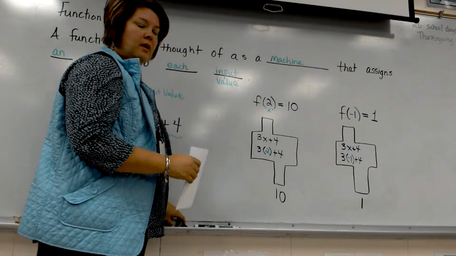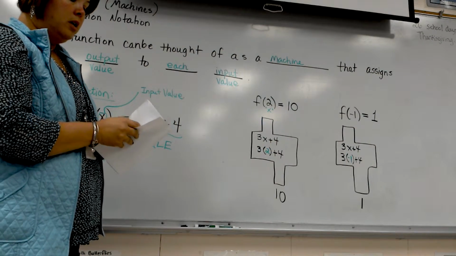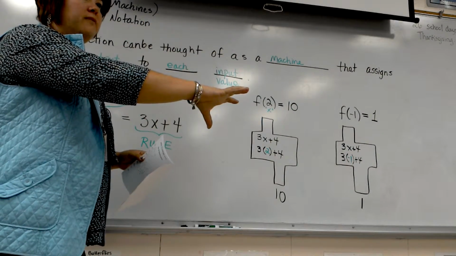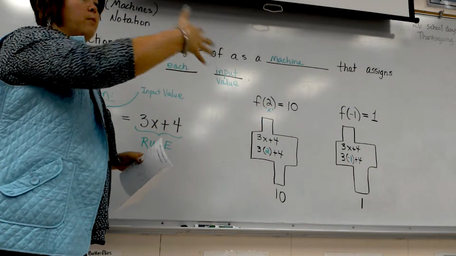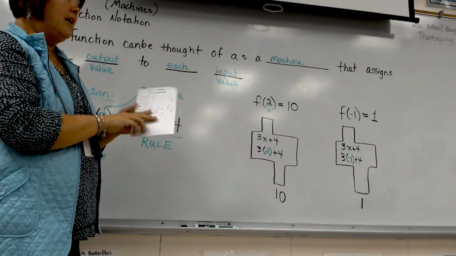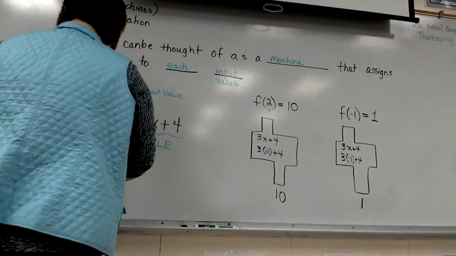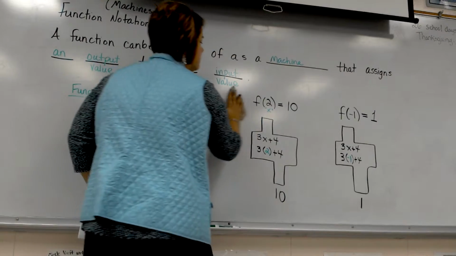Okay? So basically we are inputting these values into this function or this rule, and then we're getting a different output value. Okay? Now if you turn to the inside of your foldable, we're going to do a few examples together. Okay? Let's erase some of this.